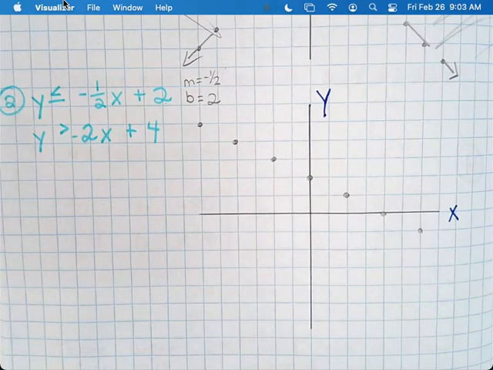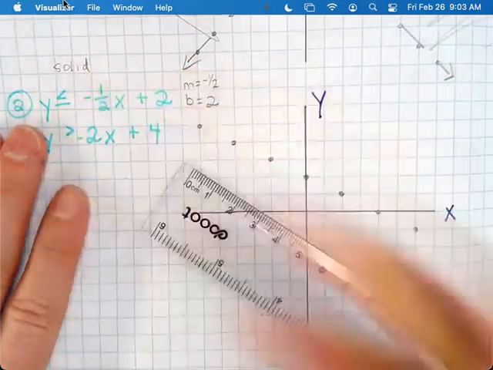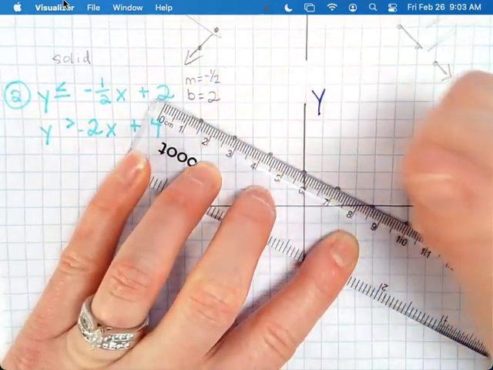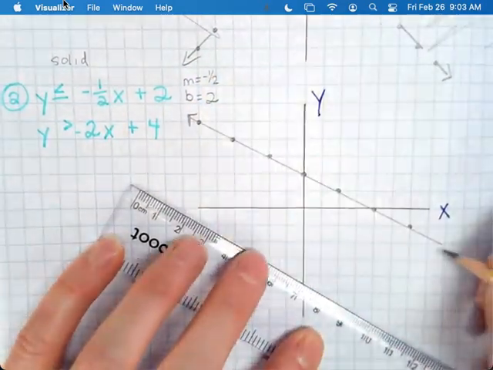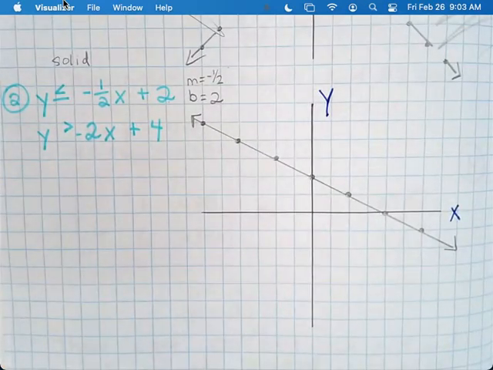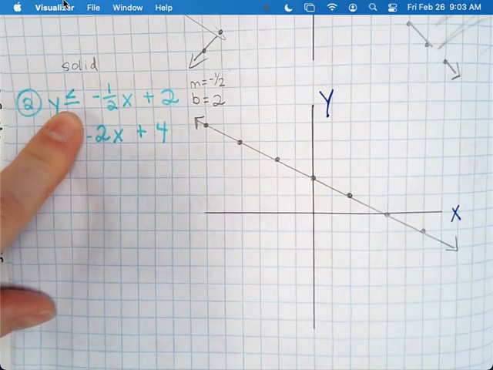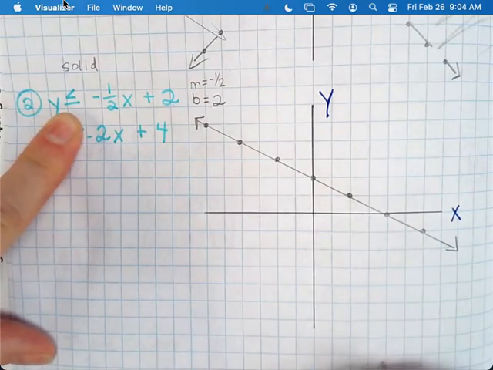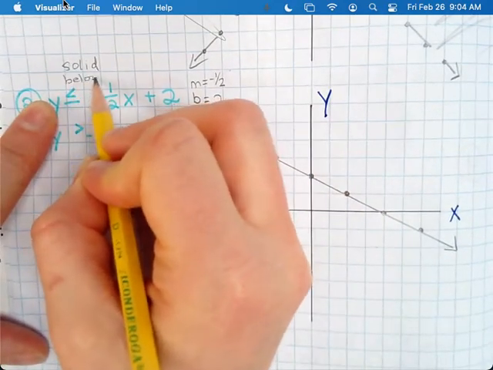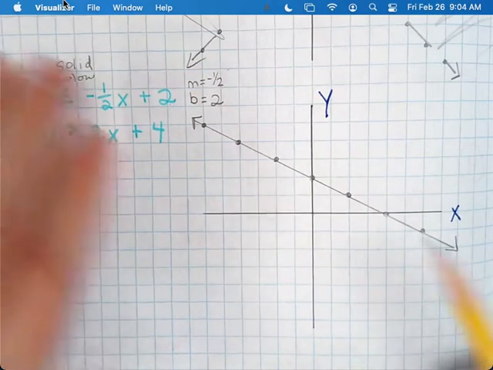Now, is this one going to be dashed or solid? Solid. Yep. Okay, so it's less than or equal to. So how are we going to shade? Above or below? Below. Which way is below? More to the left or more to the right?